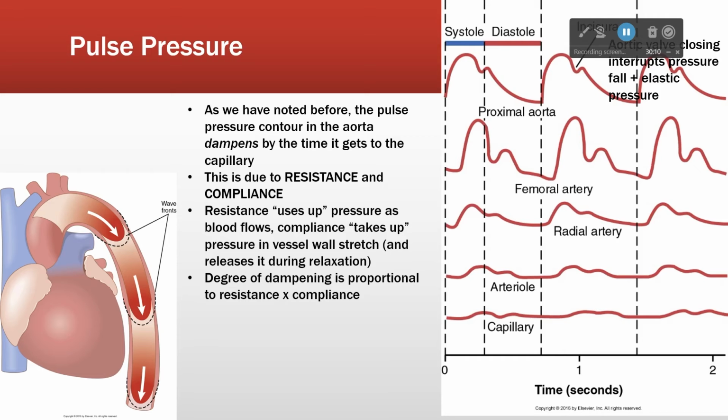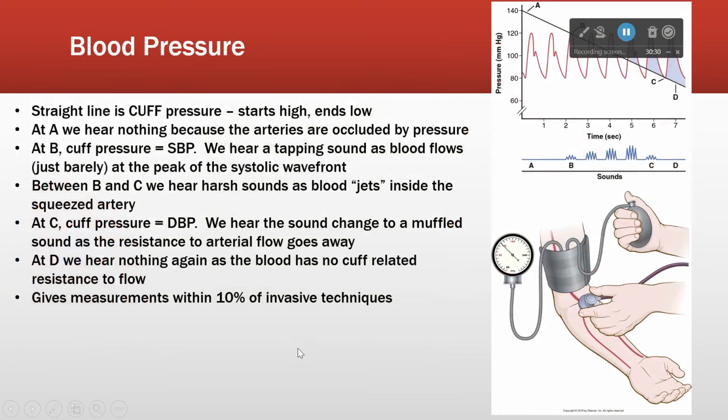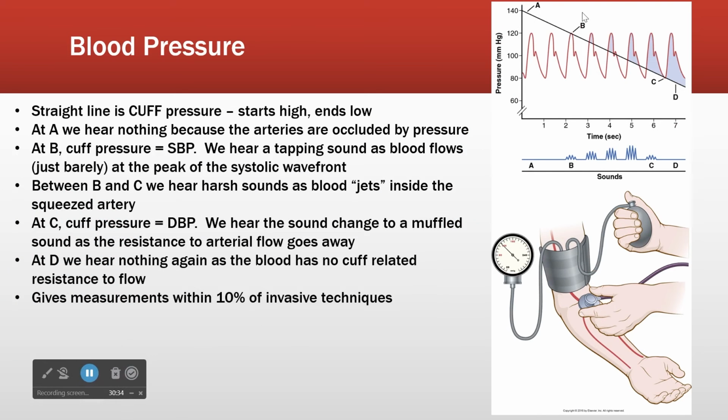So the fact that our vascular system takes up or dampens out this pulse pressure means that by the time we get to capillaries, we have a nice, smooth, regular flow of blood as opposed to a start and stop, right? So pulse pressure changes as we go from top to bottom. All right, this is the point where we get to talk about the theory behind taking a blood pressure, something that you will all get very good at in the next year and a half.